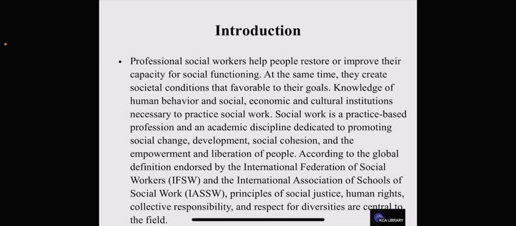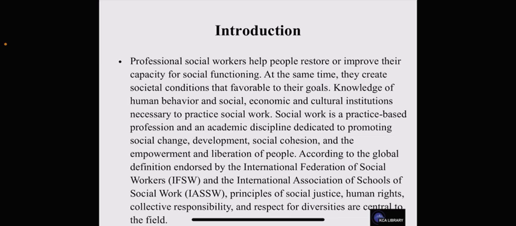At the same time, they will create societal conditions. This societal condition is just a conducive society that is favorable to individuals and even the social workers in order to achieve their goals. So now let's move on. The knowledge of human behavior and social, economic, and cultural institutions is necessary to practice social work. This is just telling us the necessary skills and expectations that are necessary to practice social work.